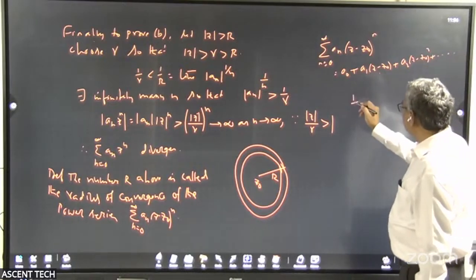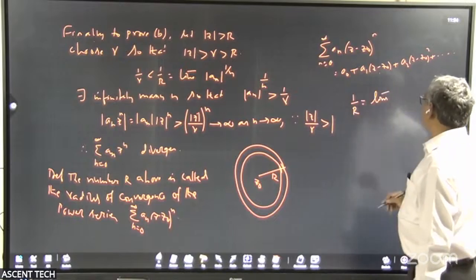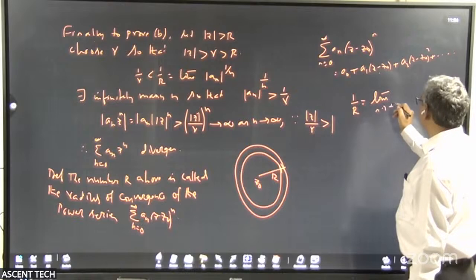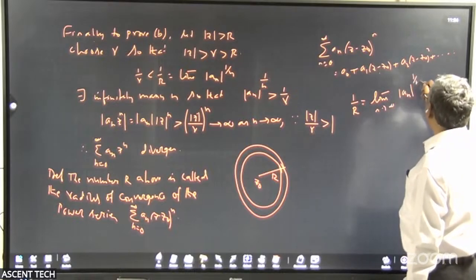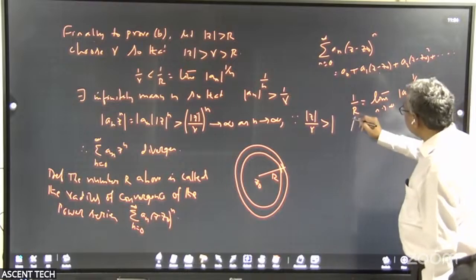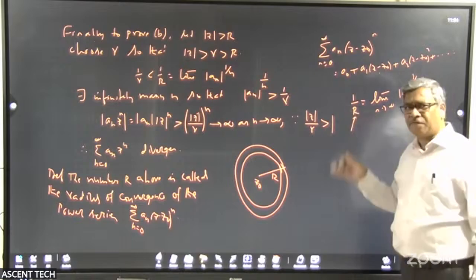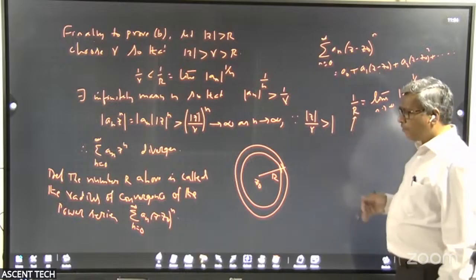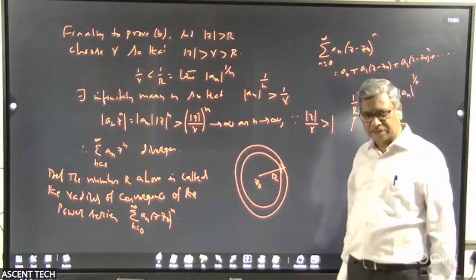So introduce r to be the limit supremum as n to infinity of mod an to the power 1 by n. Actually, there is another simple way of writing this radius of convergence. We'll do that also. Another convenient way of writing the radius of convergence. I'll do that.